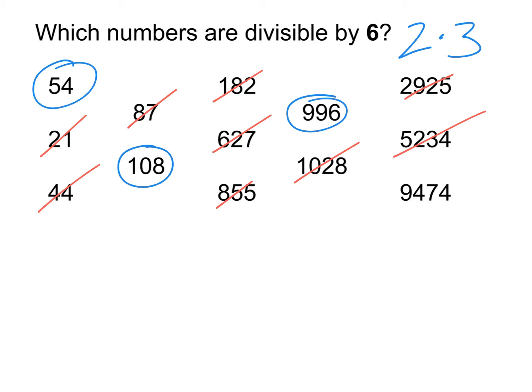Yes. Well, what's 9 plus 4? 13. Plus 7? 20. Plus 4 is 24. Is 24 divisible by 3? Yes, it is. And so, since it's even and divisible by 3, it is divisible by 6.